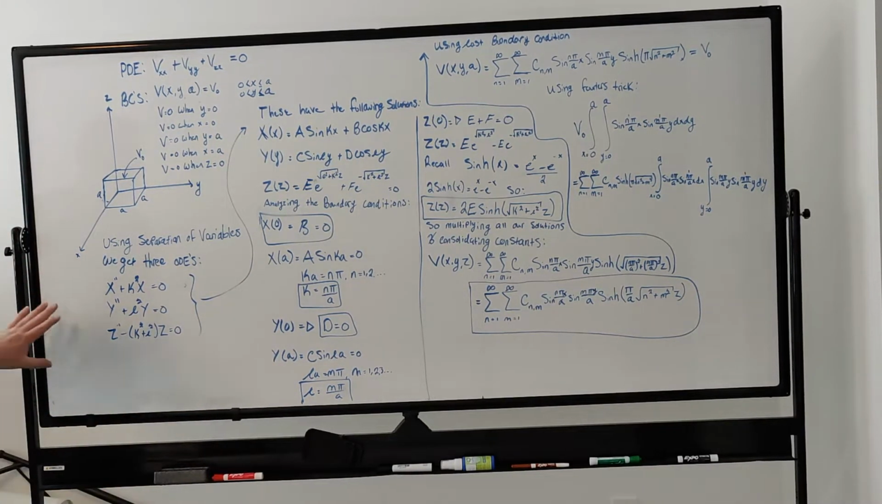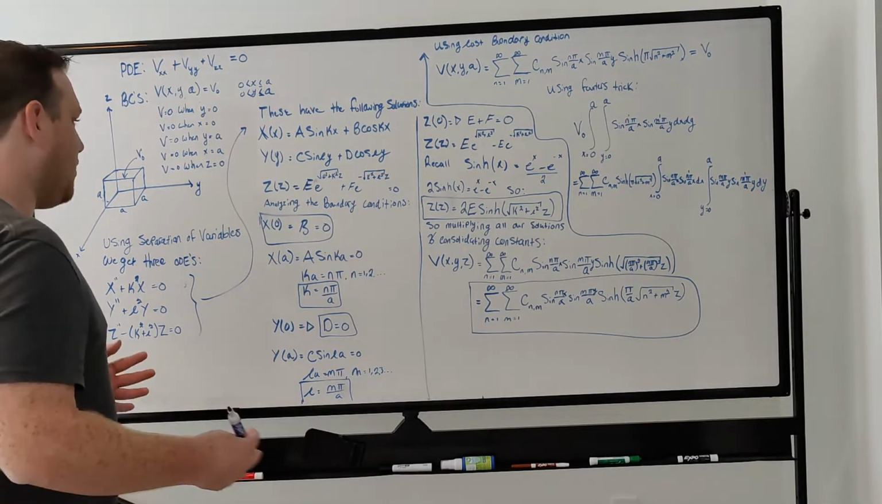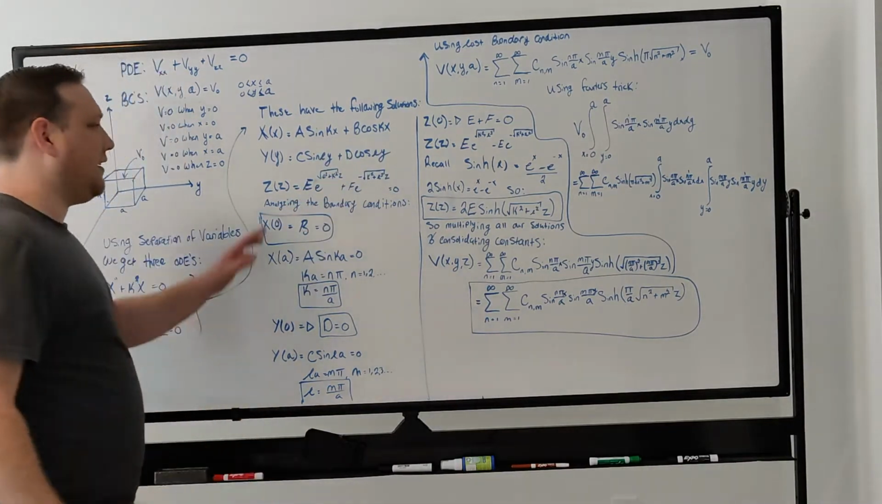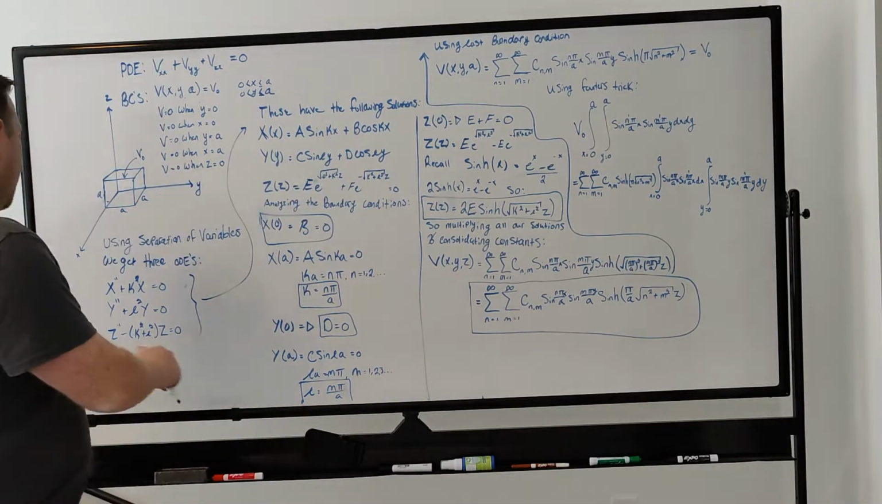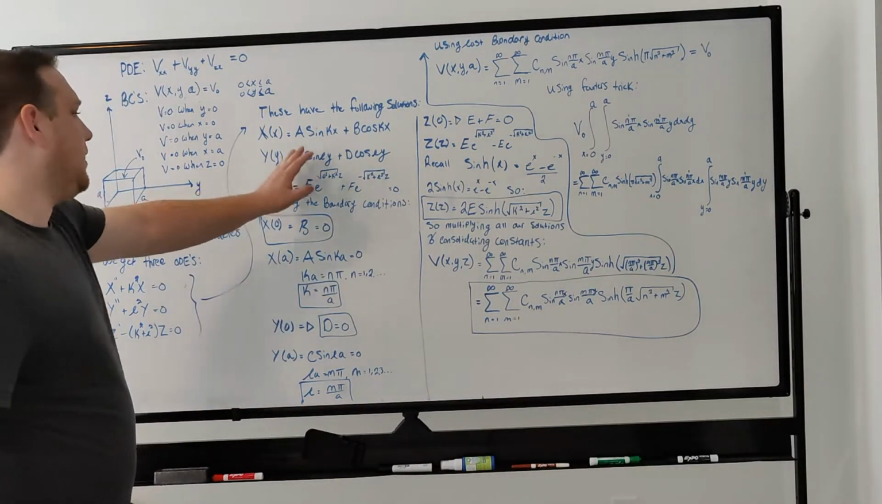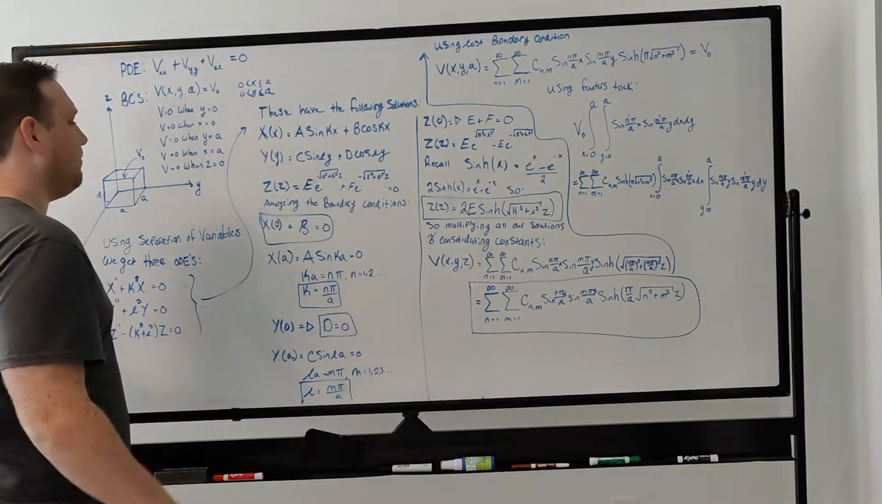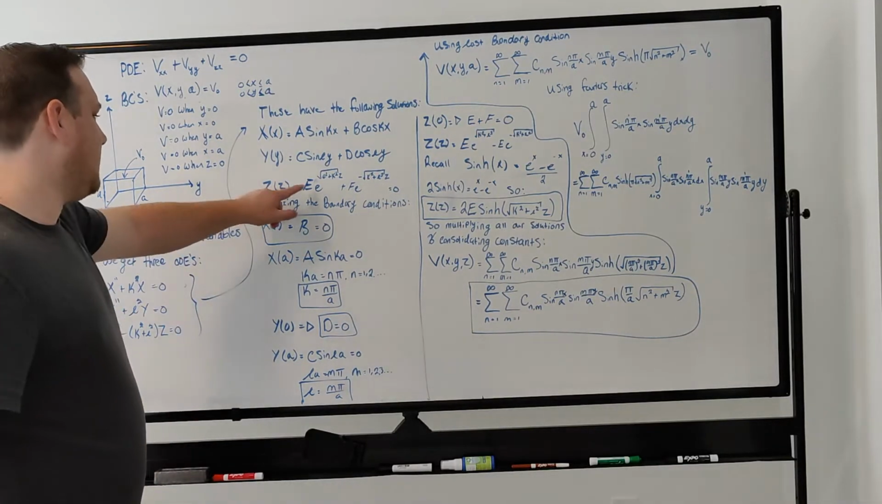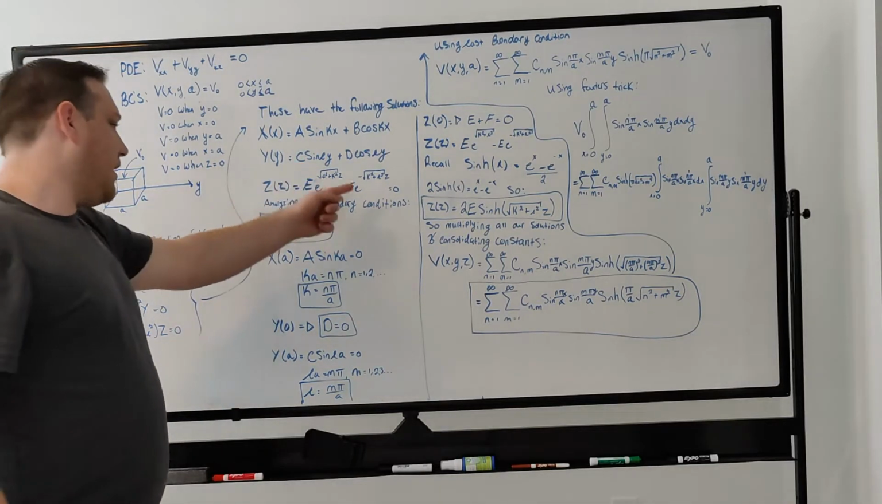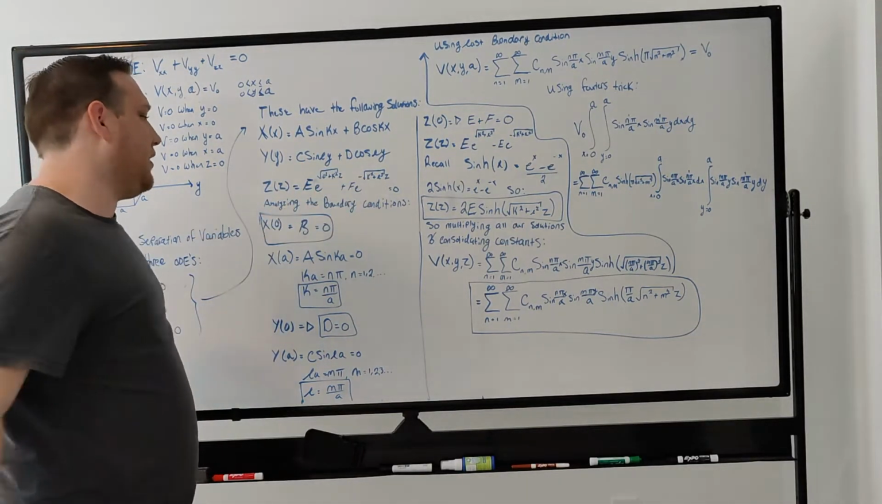this isn't a course on solving ordinary differential equations, so these are pretty standard second order constant coefficient differential equations, and they have pretty well-known solutions. The x equation has the solution a sine of kx plus b cosine of kx. The y equation has c sine of ly plus d cosine of ly. A, b, c, d are all constants. And the z equation has e to the square root of L squared plus k squared times z, plus f e to the minus square root of k squared plus L squared times z.